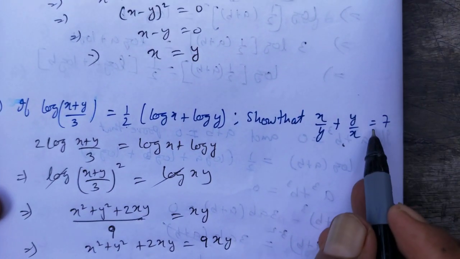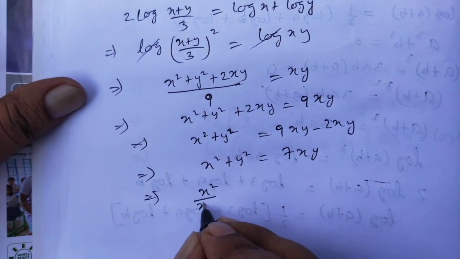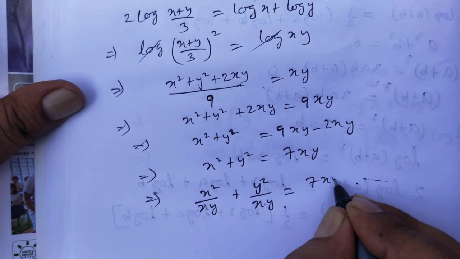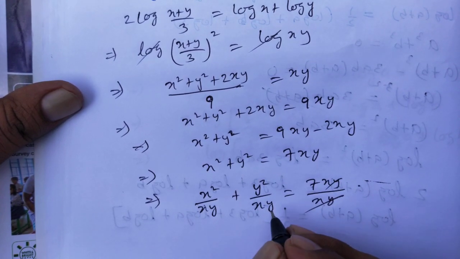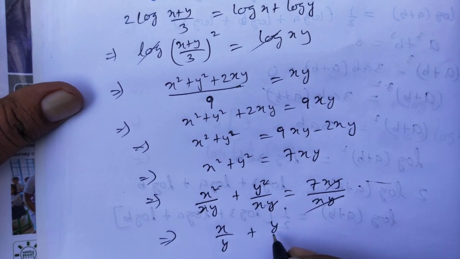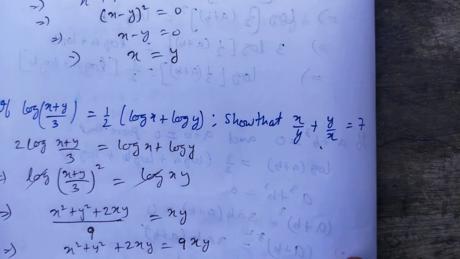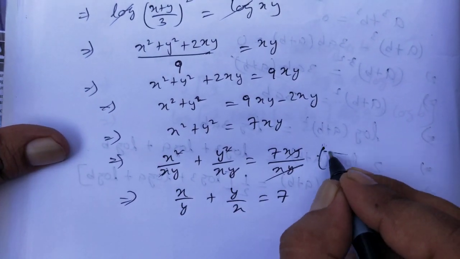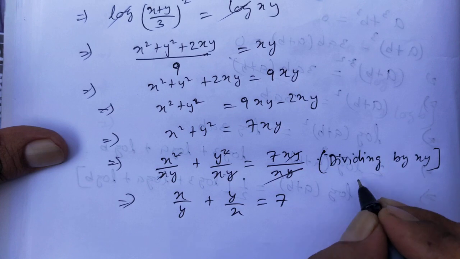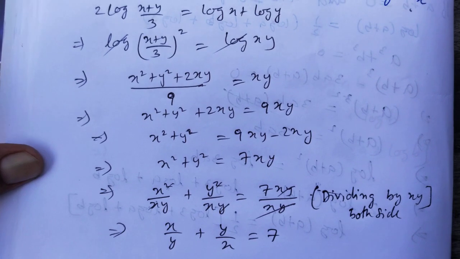Since we need 7 on the right side, divide throughout by xy, okay? x square by xy plus y square by xy. We're dividing throughout by xy. Cancel. Here 1 y, 1 y cancel. Here 1 x, 1 x cancel. We're getting x by y plus y by x equal to 7. Hence proof. Clear? Don't forget, we're dividing throughout by xy, both sides, okay? So you can pause the video to write the solution.